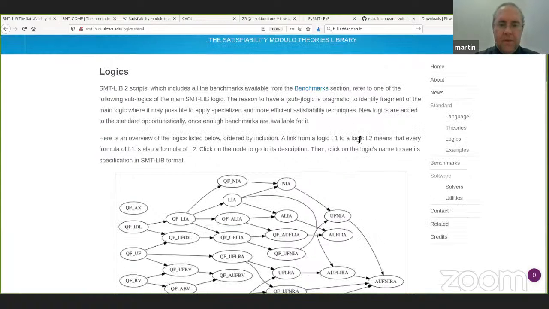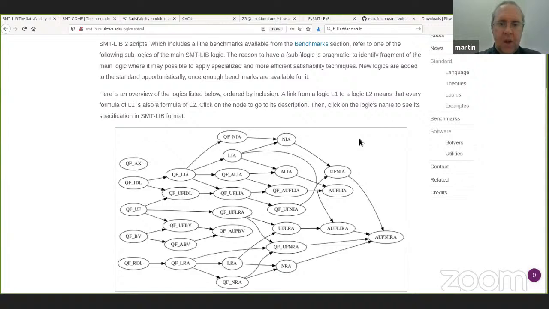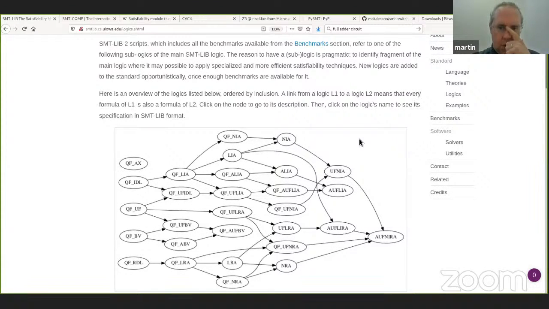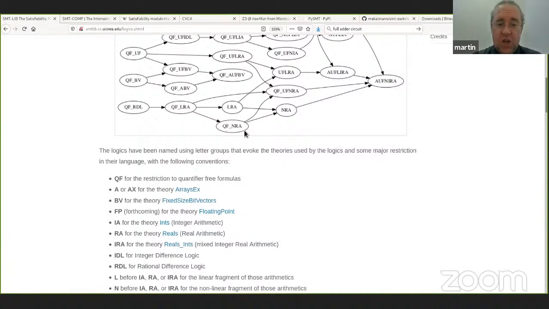So this is kind of a bit of an alphabet soup. This is one of the things that confuses a lot of people when they first look at SMT. They find these crazy strings of letters. Like, what on earth does this mean when you're saying you're working in this logic? Okay, so the cheat sheet is here. This is the cheat sheet.